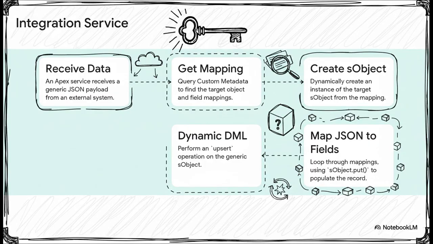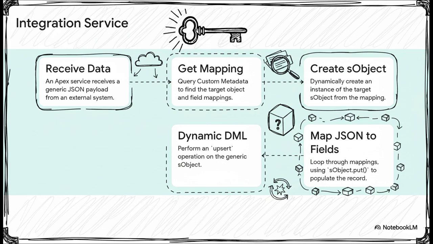So here, the real magic happens in step 2. Instead of hard coding our field mappings into our Apex class, we store them in custom metadata. Our Apex code gets the data, then it queries that metadata to ask, okay, where does this stuff go? And from there, it just uses the same dynamic tricks we saw before. Dynamically create an SObject, use the put method to map the values, and then do a dynamic upsert. The result? The code never changes. Only the metadata configuration does.